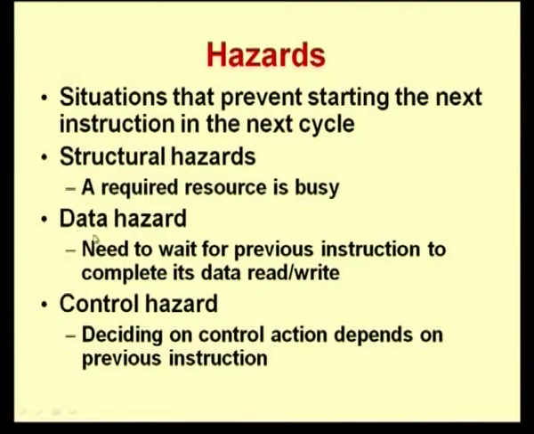Second is what is called a data hazard. This happens when we need to wait for the previous instruction to complete its data read or write before you can start the next instruction. Remember, there will always be dependency between instructions, and the dependency could be a data dependency or a control dependency. What we mean by data dependency is that the output of one instruction will have to go as input to the next instruction. Obviously, until the previous instruction has completed its output, has written the data, the next instruction may not be able to read the data from the register.